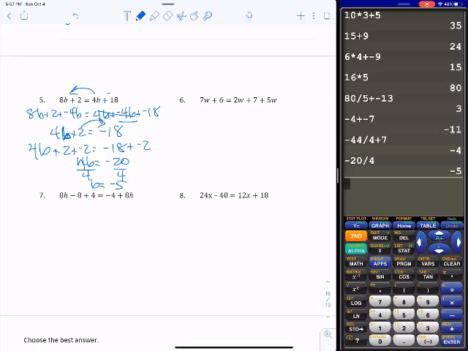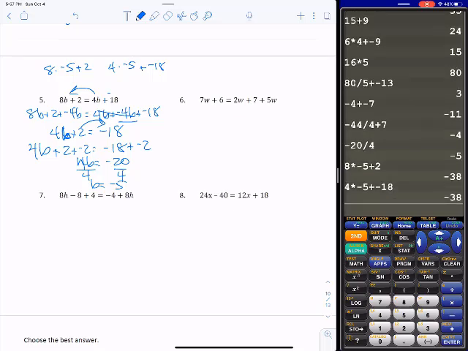And again, you could plug that back in to check it. The way we check one of these is you're going to do 8 times negative 5 plus 2, and you're going to do 4 times negative 5 plus negative 18, and see if those two answers are equal. You find out that both values are equal to negative 38. So that tells me that negative 5 is the correct answer.